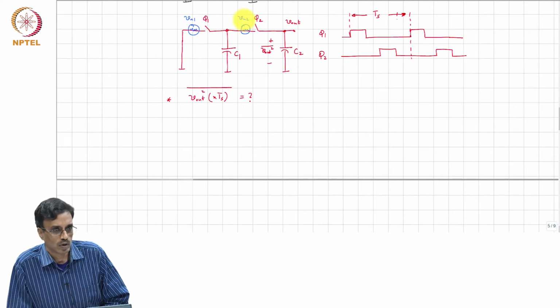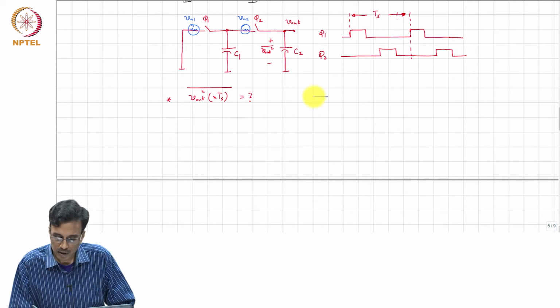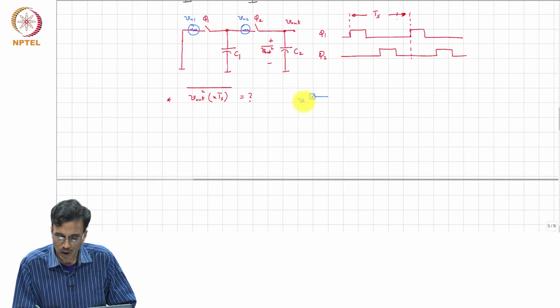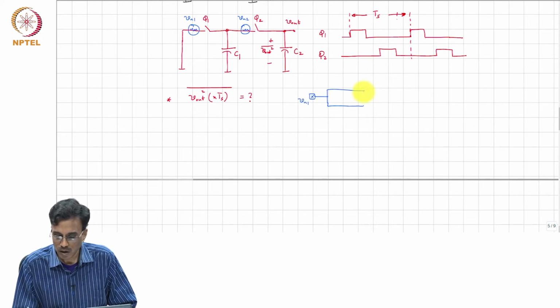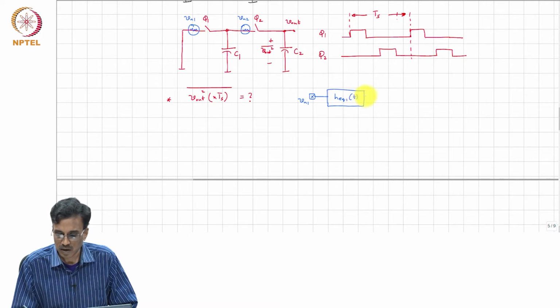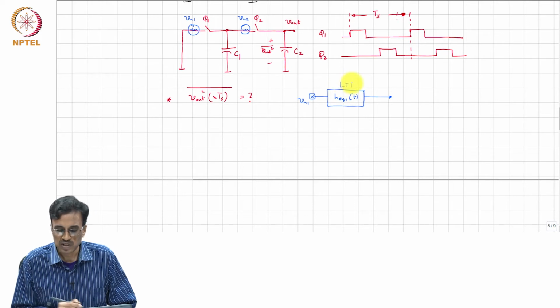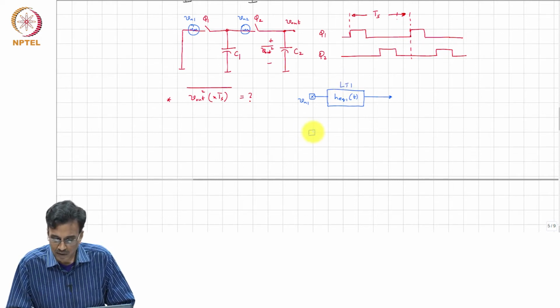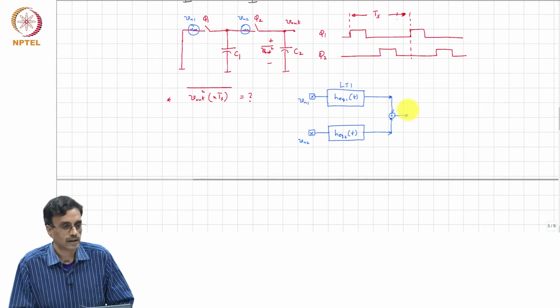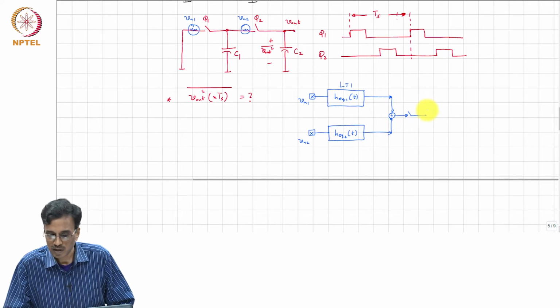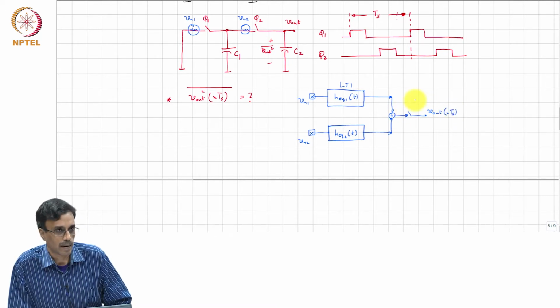Vn1 and Vn2, correct. So, therefore, Vn1 goes through H equivalent 1 of t, which is an LTI filter with an impulse response H equivalent 1 of t, correct. Vn2 likewise goes through H equivalent 2 of t, correct. And then you add these two, and you sample the output, and that will give you V out of nTs. If you sample it at n times Ts, you will get V out of nTs, correct.